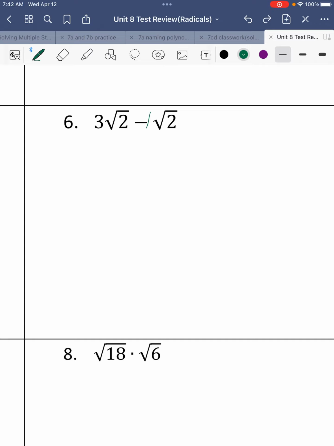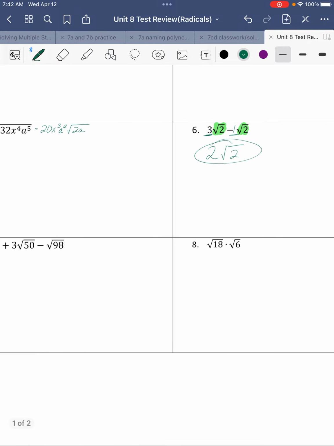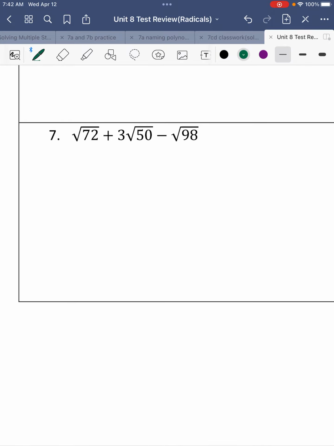Number 6, I'll just do it. So 2 can't be broken down. 2 is a prime number. We have a square root of 2 and a square root of 2. When you're adding and subtracting, what tells you if they're like terms is that the radicals are the same. They're both square roots, and what's underneath the radical is the same. If there were variables, those would be included. It all has to be exactly the same: variables, exponents, numbers. Not the coefficients, my bad, just the numbers underneath. Now we have 3 square roots of 2, and we're subtracting 1. What's left is 2 square roots of 2.